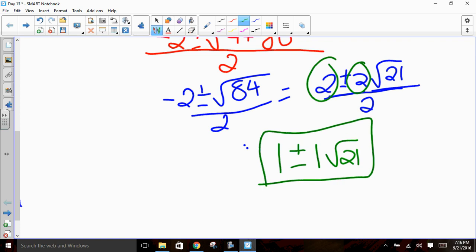I did not get a nice whole solid answer. Oops, too many negatives there. Okay. I cannot get a nice solid answer, so I'm going to leave it as negative 1 plus or minus 1 square root 21, or just 1 times anything is itself. So negative 1 plus or minus the square root of 21.